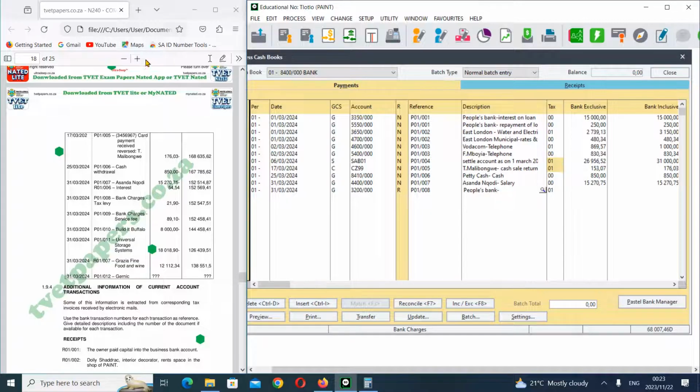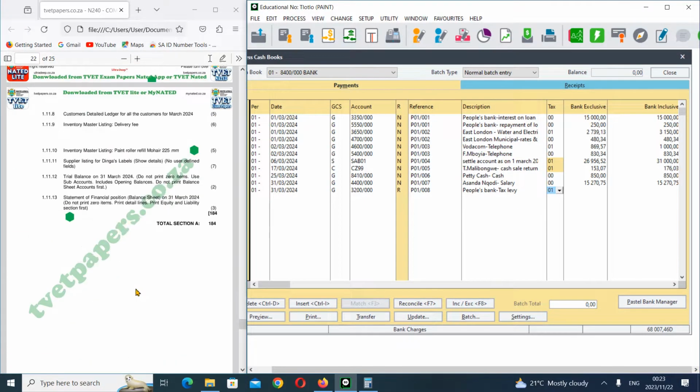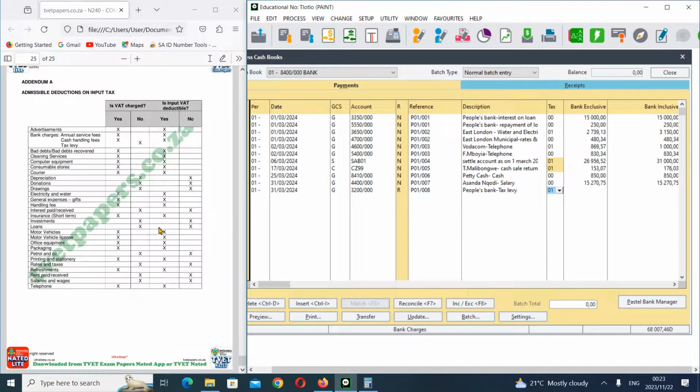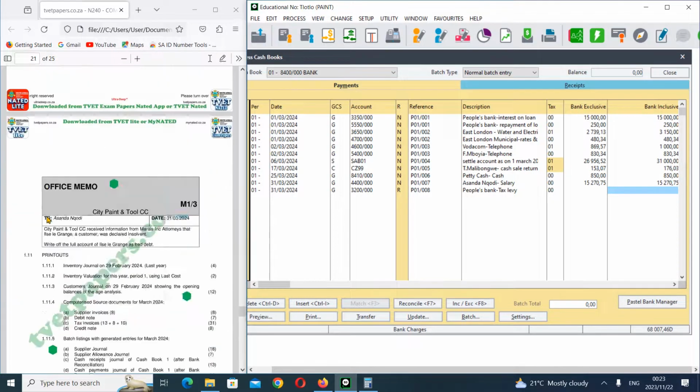For what? Tax levy. And then tax levy, is it charged VAT or not? Tax levy is not charged VAT, so it needs to be 0. And then the amount.